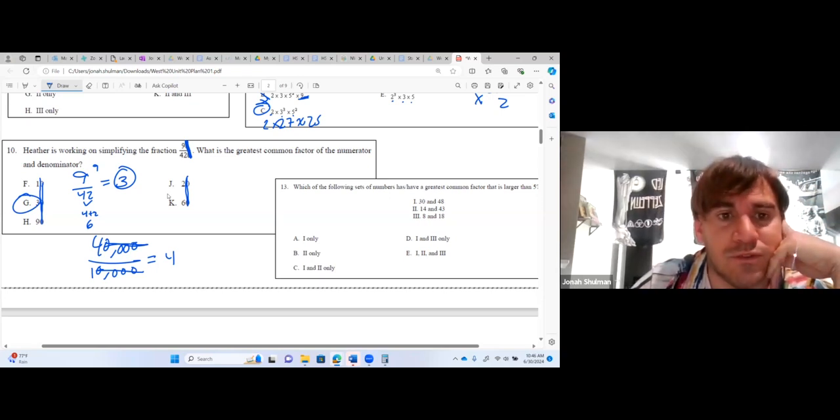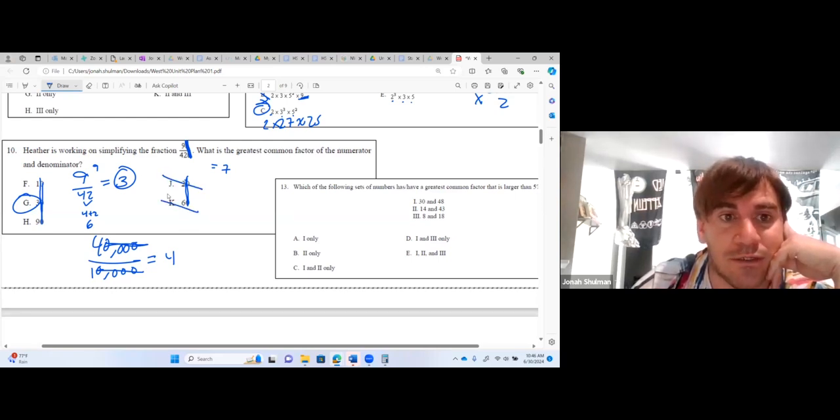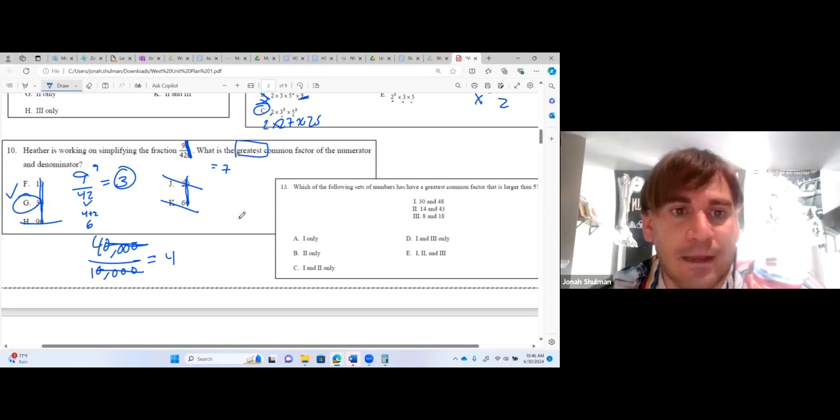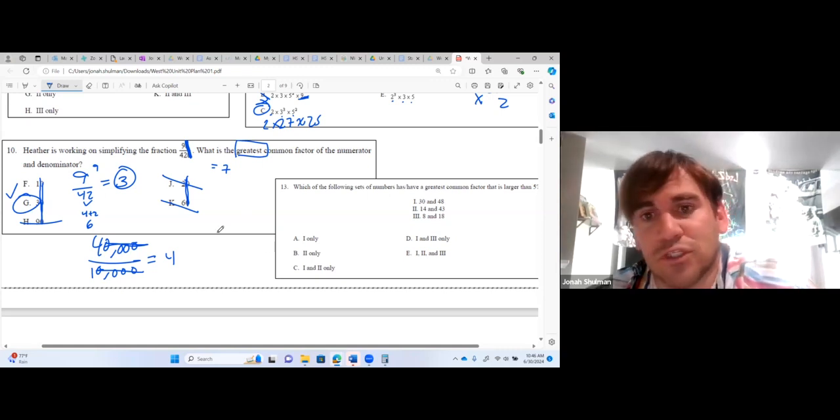Now we can do 6 goes into 42 7 times, but 6 does not go into 9. That's why it doesn't work. 2 goes into 42 but doesn't go into 9. 9 goes into 9 but not 42. And 1 is not the greatest. So that's why it's G. I really just did the problem to show you 10.